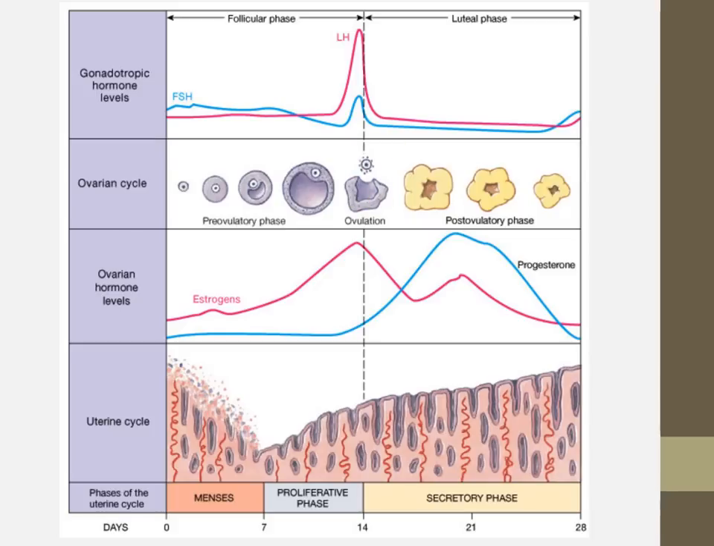And then since this Graafian follicle isn't around to produce estrogen anymore, those levels drop. Progesterone levels start to rise when we get the corpus luteum, and that, of course, causes an increase in the endometrial lining. And then at the end of this, when these progesterone levels fall, we're going to shed all of this during menstruation.